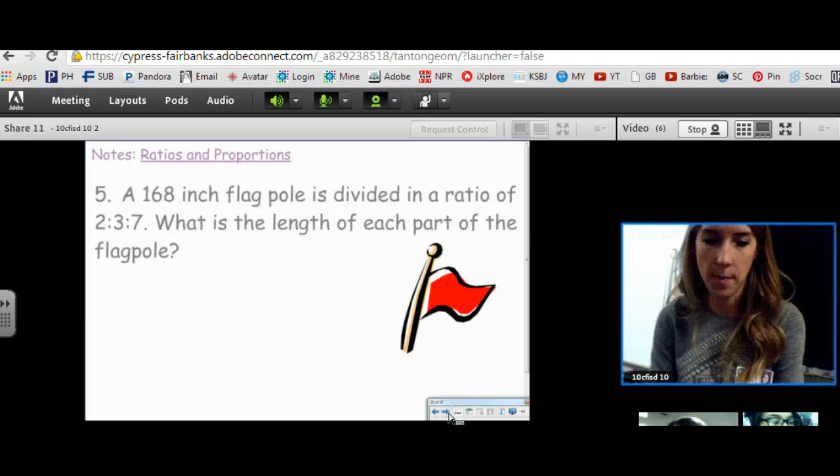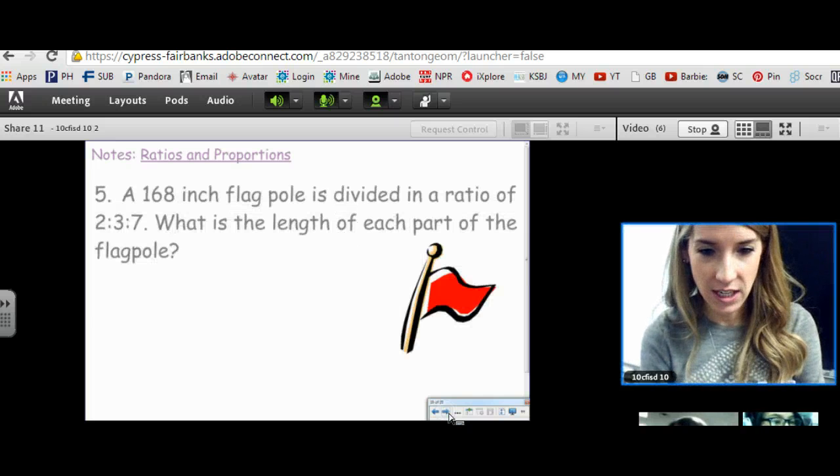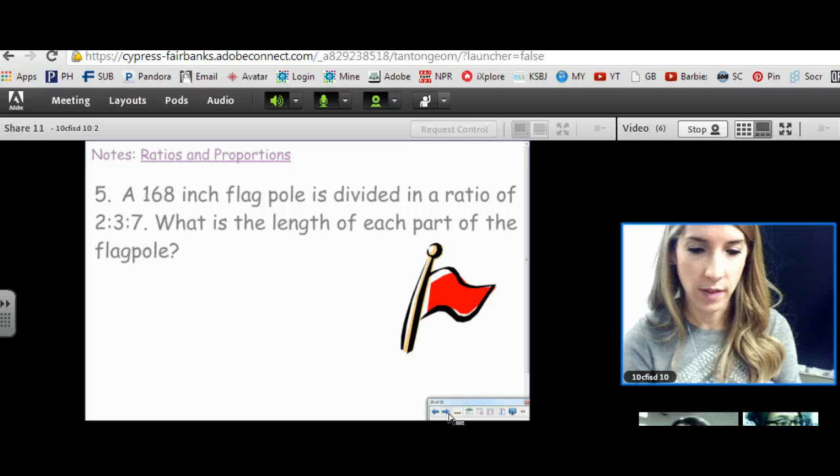We're going to move on to a couple word problems. A 168-inch flagpole is divided in a ratio of 2 to 3 to 7. What is the length of each part of the flagpole?